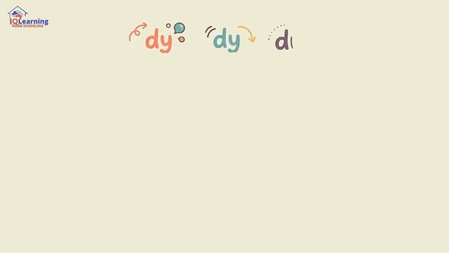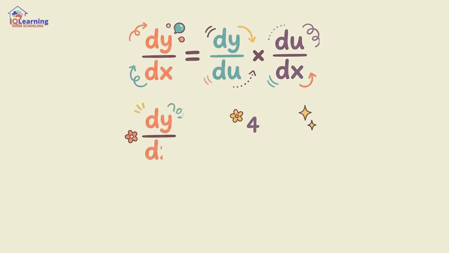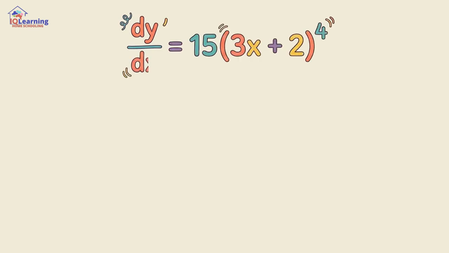Here comes the chain rule. Multiply the two derivatives together. dy/dx equals dy/du times du/dx. Substitute what we found. dy/dx equals 5u to the fourth times 3. That becomes 15u to the fourth. Now replace u with the original expression 3x + 2. Final answer, dy/dx equals 15(3x + 2) to the fourth power.